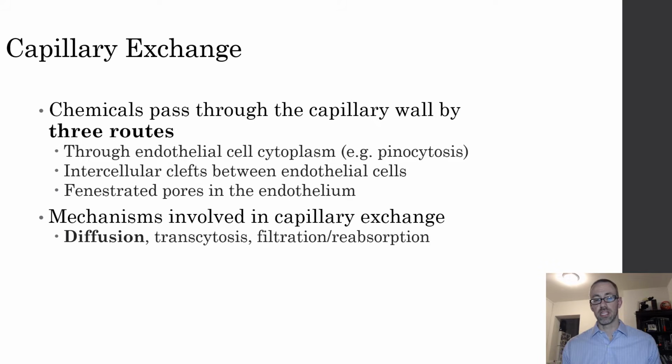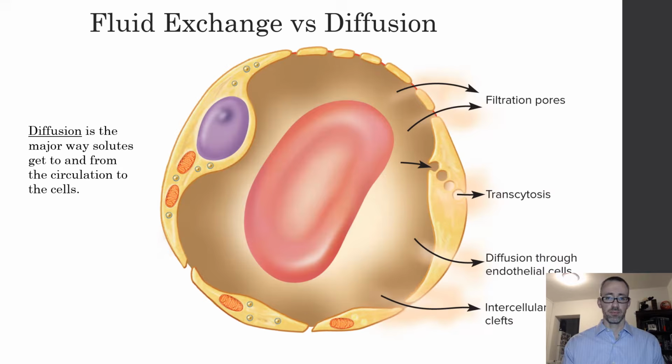We can also have transcytosis, which again is just moving substances across cells via an actual mechanism that requires ATP. Or we can have filtration and reabsorption, which is really referring to the bulk movement of water. And when water moves, it can also carry solutes with it. And this cartoon is really just to depict the various ways in which we can filter, if you will, and diffuse. So you have here, filtration.